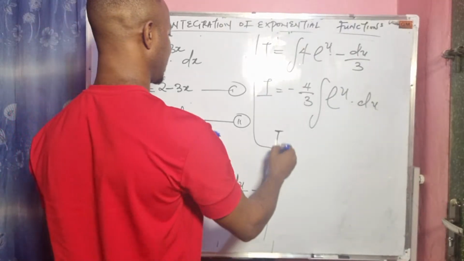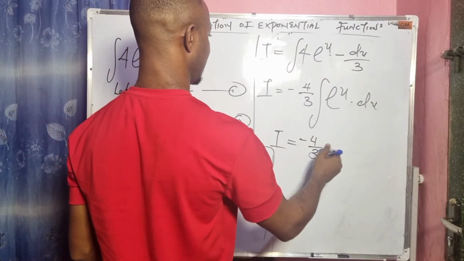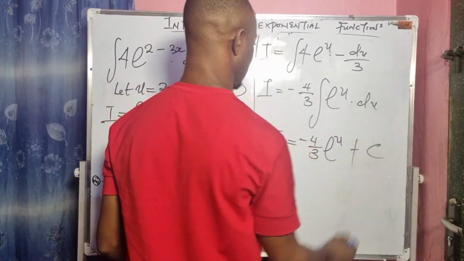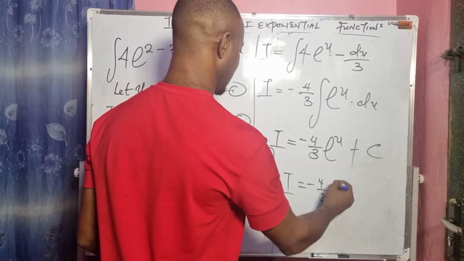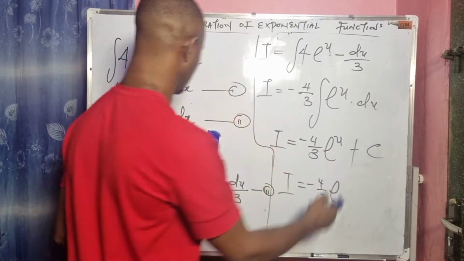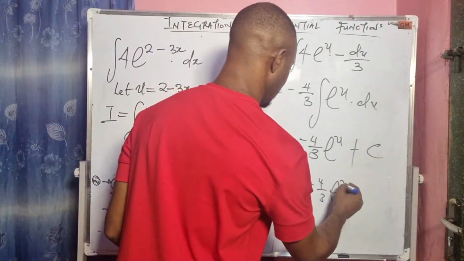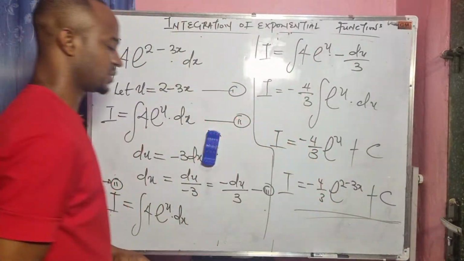So our final answer here becomes minus 4 over 3 e^u, plus c. So our I equals minus 4 over 3 e to the power of u, and our u is 2 minus 3x, so e to the power of 2 minus 3x, then plus c. Please take note of this.